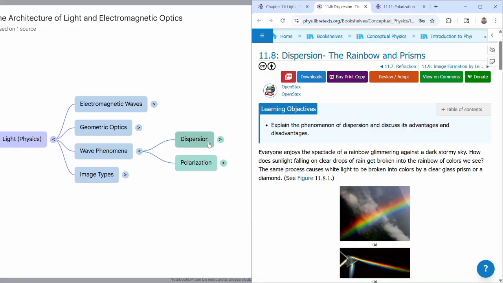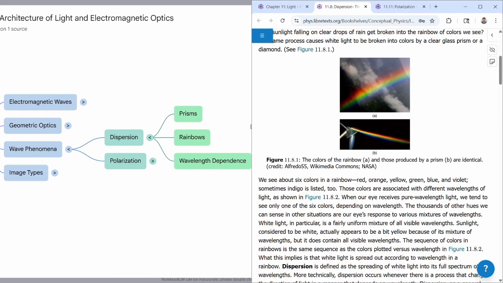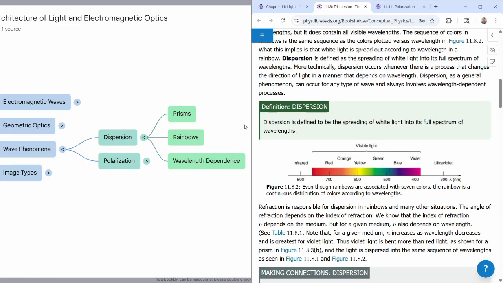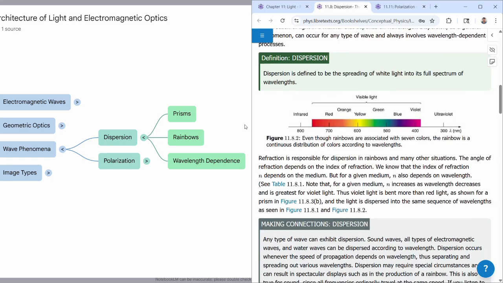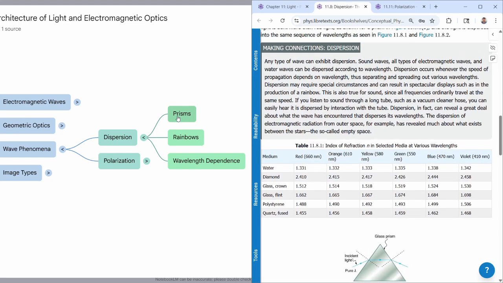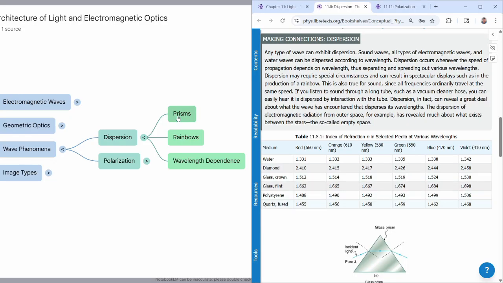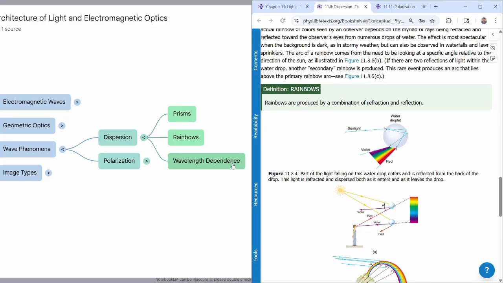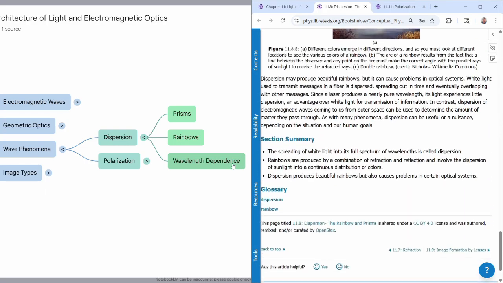So dispersion refers to how the index of refraction that we talked about in geometric optics depends on the wavelength of light. And because of that dependence, we can use devices like prisms that are designed to maximize the effect of the difference in the index of refraction to split incident white light into rainbow colors. So that's dispersion because it's referring to wavelength dependence. You have to have in the back of your mind, this is a wave phenomenon.